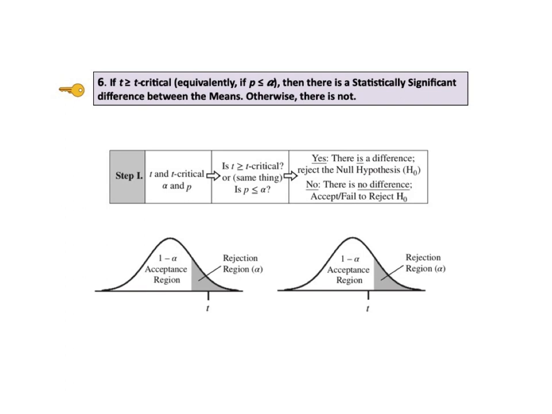The shaded area representing alpha is sometimes called the rejection region. If t is in this region, as in the left graph, then the null hypothesis is rejected. Conversely, the unshaded area outside alpha, which is 1 minus alpha, is called the acceptance region. If t is in this area, as it is in the right graph, we fail to reject the null hypothesis.